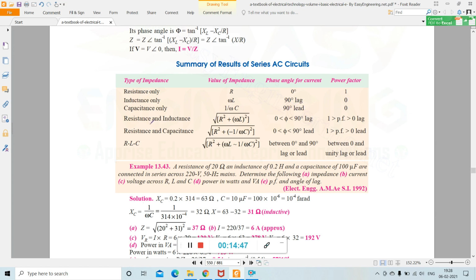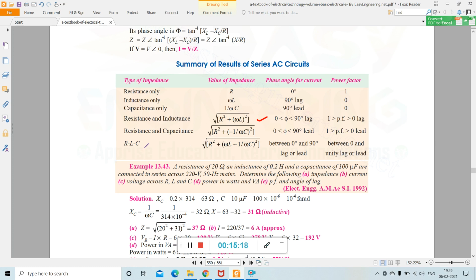Similarly for resistance and inductance, that means the RL circuit, the impedance value is square root of R square plus (omega L) square, as I already told you. Here the phase angle lies between 0 degree and 90 degree lagging, and the power factor also lies between 0 and 1 lagging. Similarly for the RC circuit, the impedance is square root of R square plus (1 by omega C) square. Here the phase angle is between 0 degree and 90 degree lead, and the power factor is also between 0 and 1 leading.